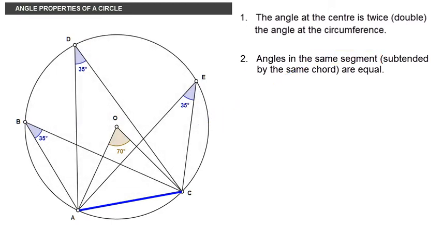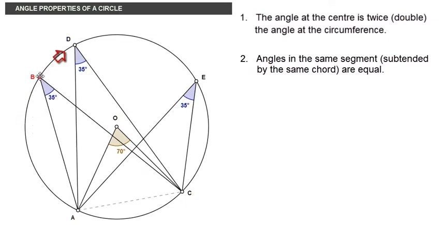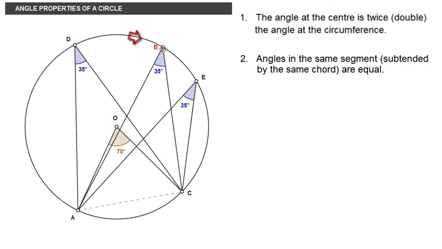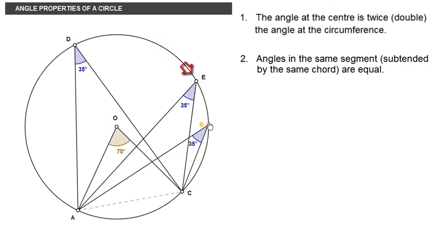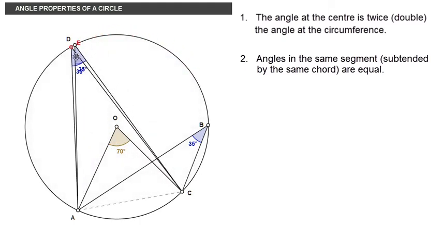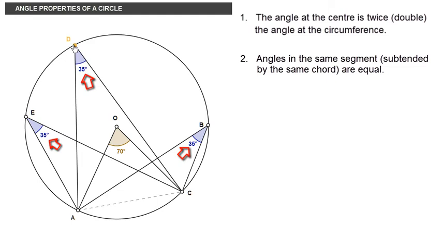We had investigated a similar situation earlier in the first property by moving B on the major arc towards D and E, resulting in the same angle at the circumference, and this is what is implied by this property. Moving B, D, and E on the major arc moves the angles within the major segment, and the second property states that they are equal.